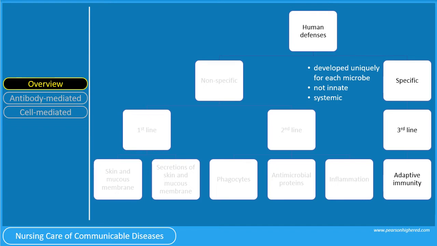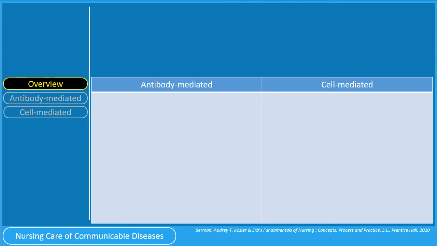To summarize, the specific defense, or the third line of defense, is the adaptive immunity. It is developed uniquely for each microbe, and its effect is systemic. There are two types of adaptive responses: the cell-mediated response, which is carried out by T cells, and the humoral immune response, which is controlled by activated B cells and antibodies.